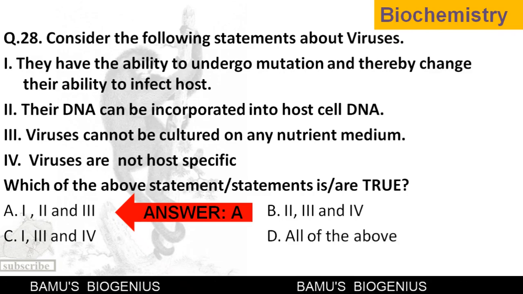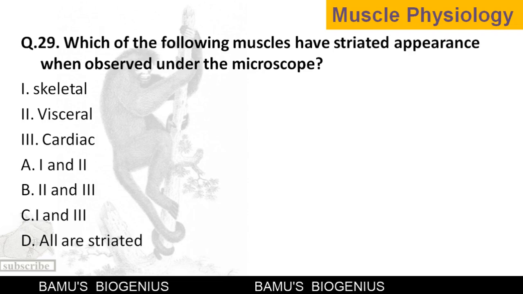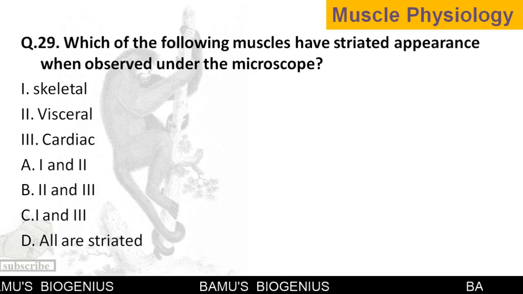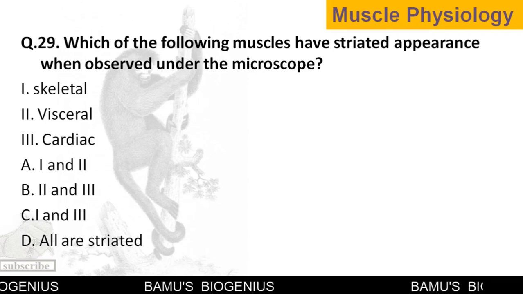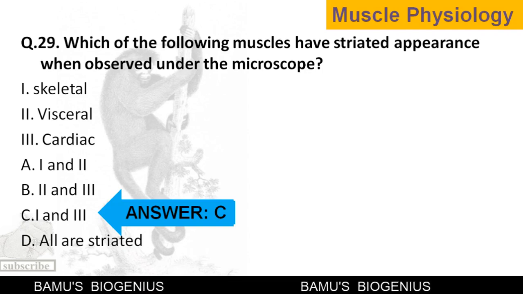Now question number 29. Which of the following muscles have a striated appearance when observed under the microscope? Number 1, skeletal. Number 2, visceral. Number 3, cardiac. Options are 1 and 2, 2 and 3, 1 and 3, and all are striated. So the answer is 1 and 3. Skeletal muscles and cardiac muscles are striated type of muscles.